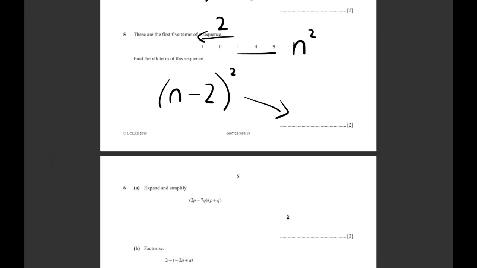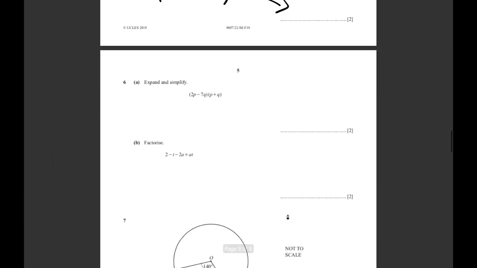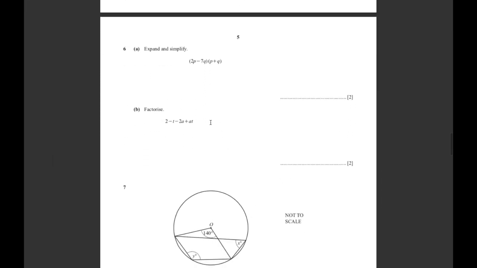Right, let's keep moving on. So here we've got an expand and simplify question. So we're going to use a method called FOIL. So we multiply certain things in a certain order. This should be familiar to you. Some people do a box method, but I think FOIL is probably the most straightforward way of doing this.